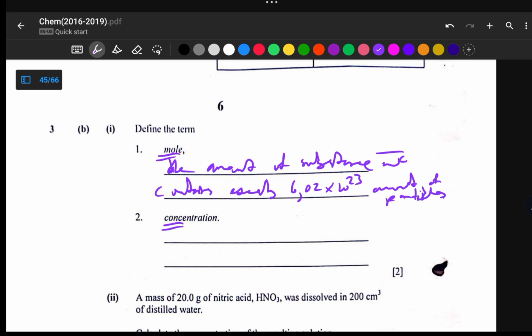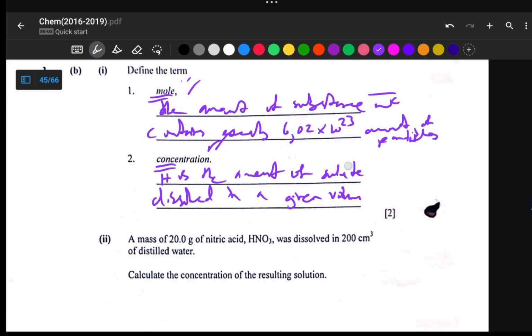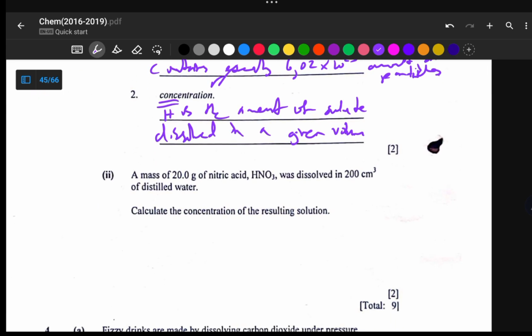So our concentration is defined as the amount of solute dissolved in a given volume, right? So this is the definition for concentration, and this one for mole, right? And then we move to the next part.